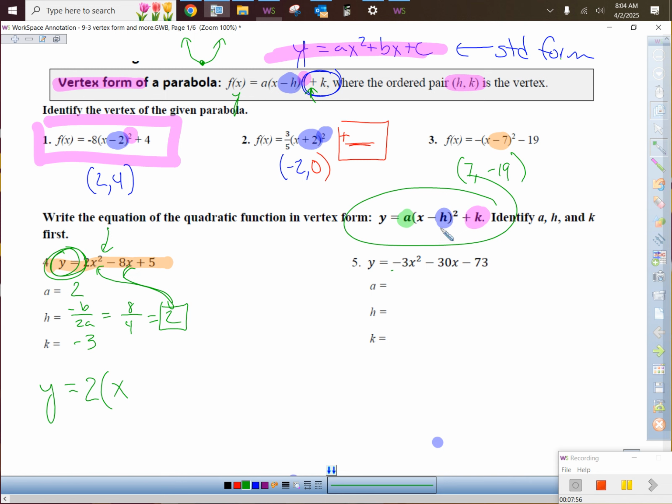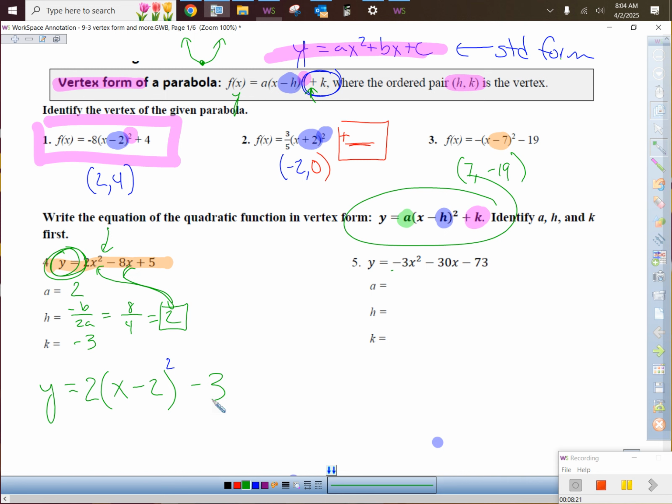H is 2, right? Should we put a 2 in there or the opposite of that? It's opposite. So it's going to be -2. And then here's the most forgotten part. You need to square your parentheses. Don't forget about that. And then plus k. Let's not write plus -3, how about we just write -3? Sound cool with that? You see how I found A, H, and K, and then I rewrote this.